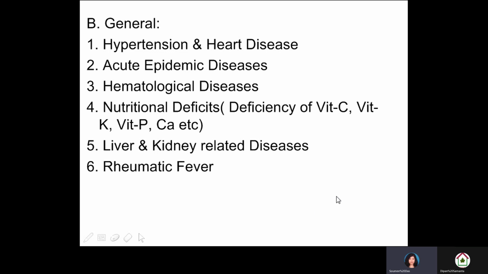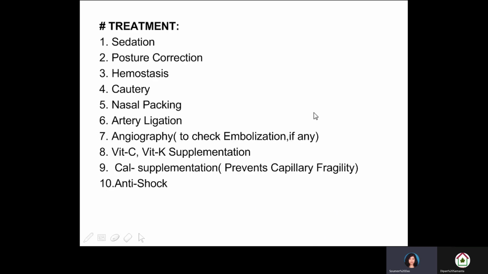Next is general. There are some general causes which include hypertension and heart diseases, acute epidemic diseases, hematological diseases, nutritional deficiencies like vitamin C, vitamin K, vitamin P and calcium, etc. Liver and kidney related diseases and rheumatic fever. So these are the general causes which can result in the development of epistaxis.